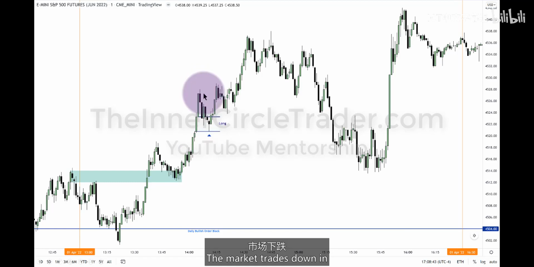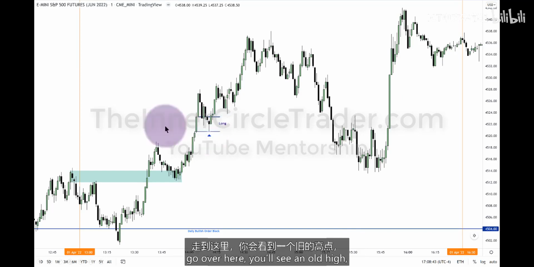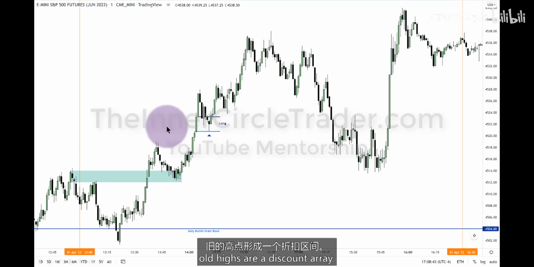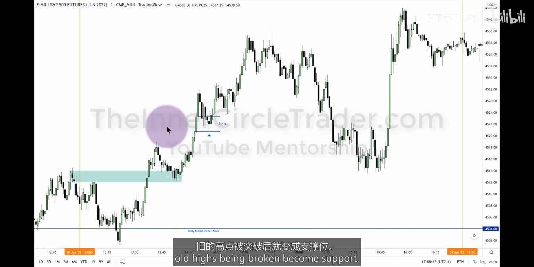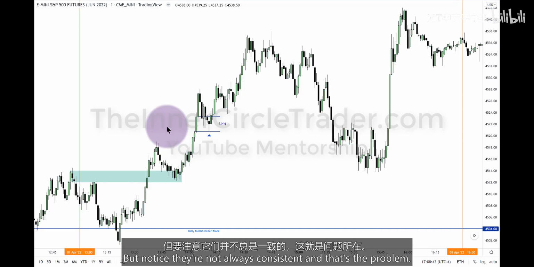The next one is here. The market trades down in, and I counsel you to go into your chart. I left this out for your own personal study, but if you look to the left, go over here, you'll see an old high. Okay, old highs are a discount array. If we trade above an old high, that old high becomes a discount array. This is where, not all the time, but this is where old highs being broken become support. That's why sometimes the books have it right. That's why sometimes your analysis will be right about specific key highs and lows. But notice they're not always consistent, and that's the problem.